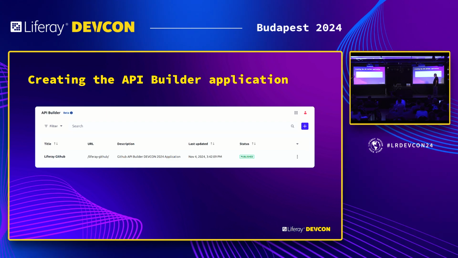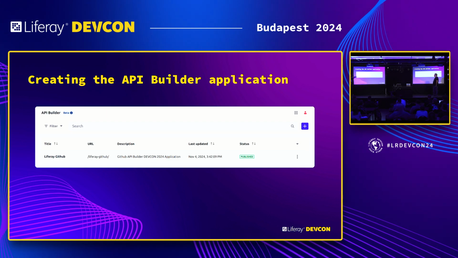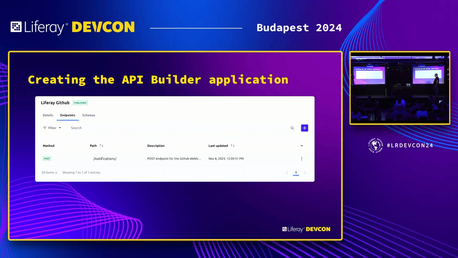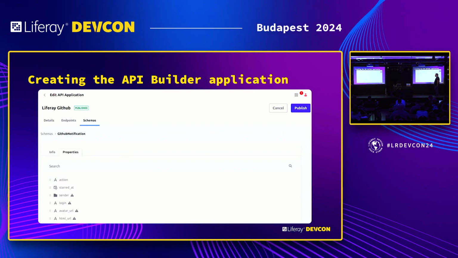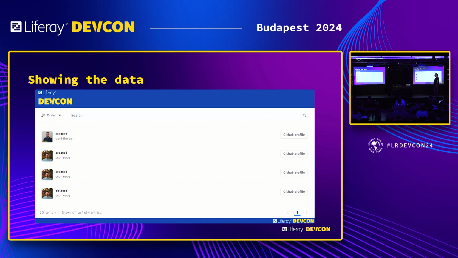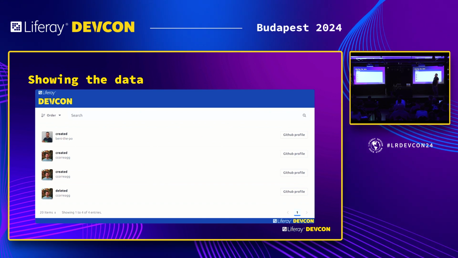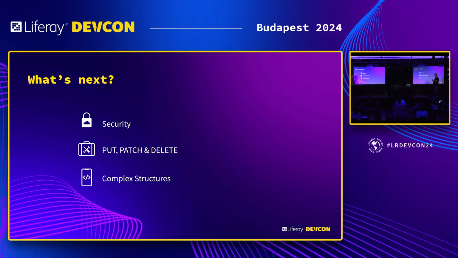And then we created the API builder application, then the endpoint, and the schema. And yeah, this is how we are showing the data. Here, Beni and myself, the beta tester.